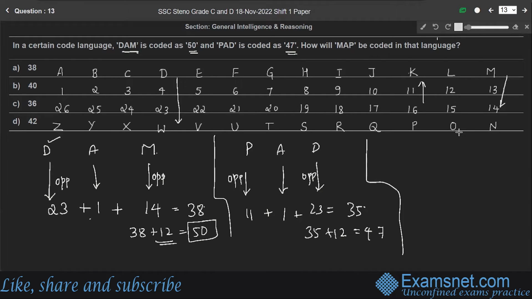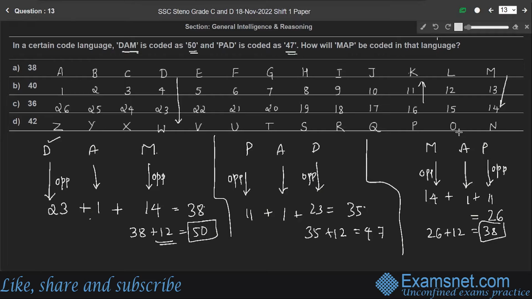Similarly, for the word MAP, the opposite value of M is N, so its opposite value is 14, plus the value of A is 1, plus the opposite value of the third letter P is 11. So take the sum: 12 plus 14, which is 26. Add the number 12, so 38 will be the code for MAP. Option A is the right answer.